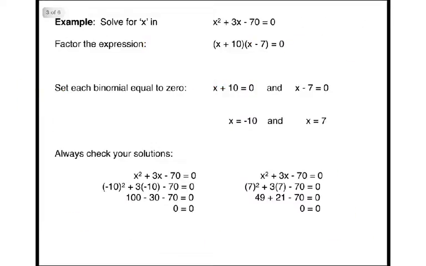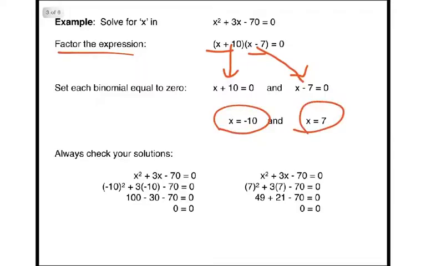Here's another example. Solve for x in x squared plus 3x minus 70. First, you must factor the expression in order to use the zero product rule. Something times something equals 0. Set each binomial equal to 0. After all, either that must equal 0 or that must equal 0. You solve for x in both cases, and it's either x equals negative 10 or x equals 7. And if you plug those numbers into the original equation, you will see that indeed they both equal 0.